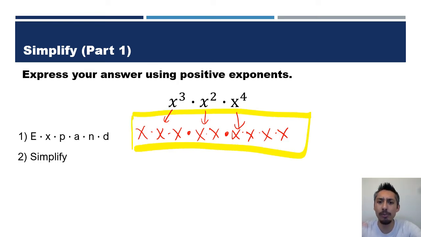Next, we're just going to ask ourselves, how can we rewrite this whole thing with an exponent instead of writing it out multiple times? Here our base is x, so we're going to write down x, and then it's being multiplied by itself. Well, 3 at the beginning, 2, and then 4. Well, that is just 9. So x to the power of 9.